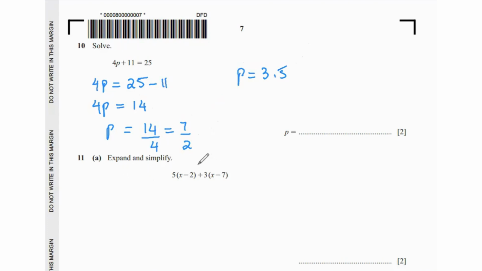Then expand and simplify. The term outside the bracket gets multiplied with both the terms inside the bracket first. So that's going to be 5x minus 10 plus 3x minus 21. Then we collect the like terms. 5x and 3x are like terms, so 5x plus 3x is 8x. And negative 10 minus 21 is negative 31. That's your final answer for this.